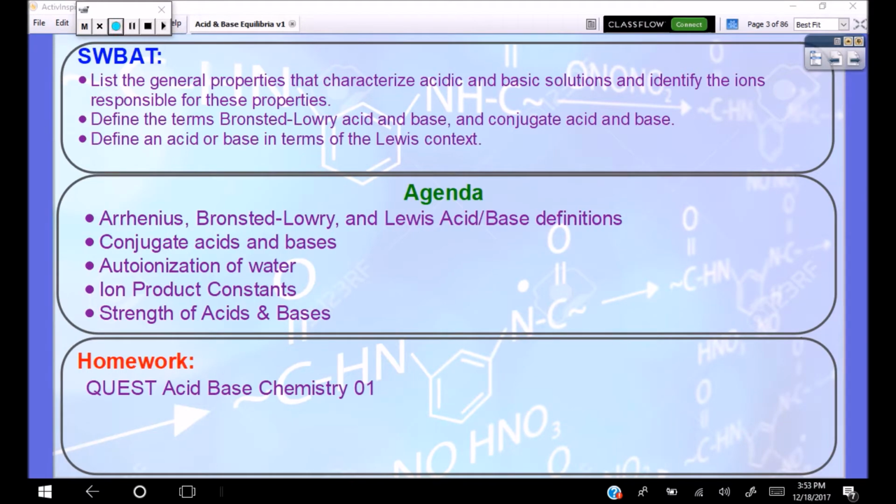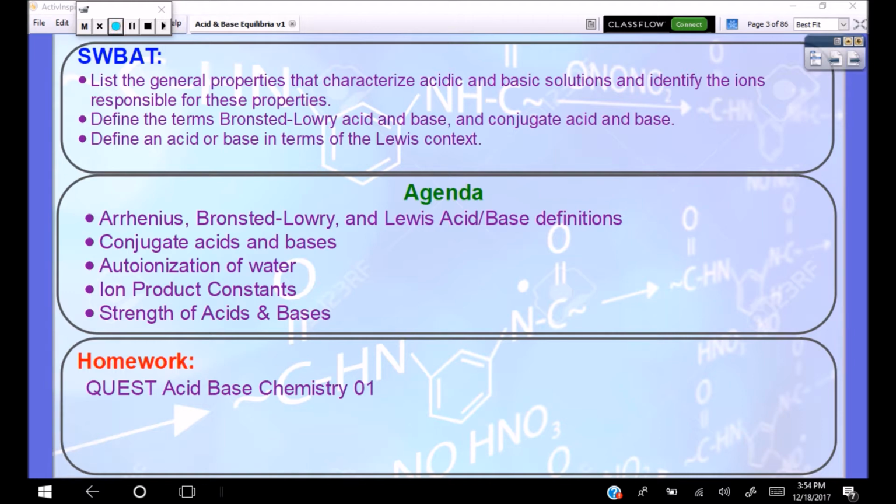All right, class, this is the beginning of our acid and base unit. One of our objectives is to list the general properties that characterize acidic and basic solutions and identify the ions responsible for these properties. We're also going to define the terms Bronsted-Lowry acid and base and conjugate acid and base, and we'll also define an acid or base in terms of the Lewis context.